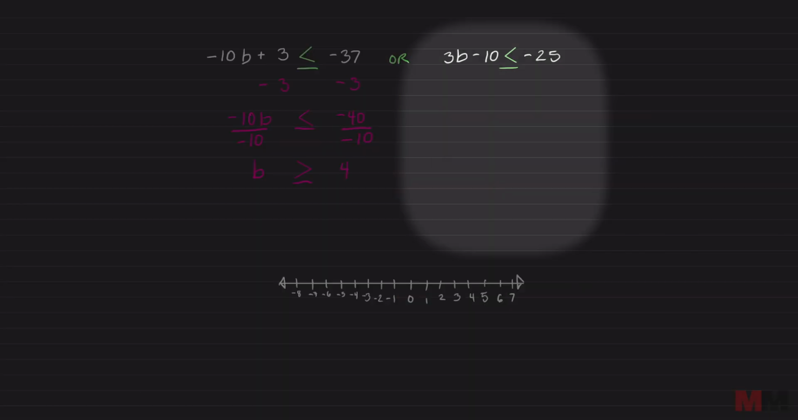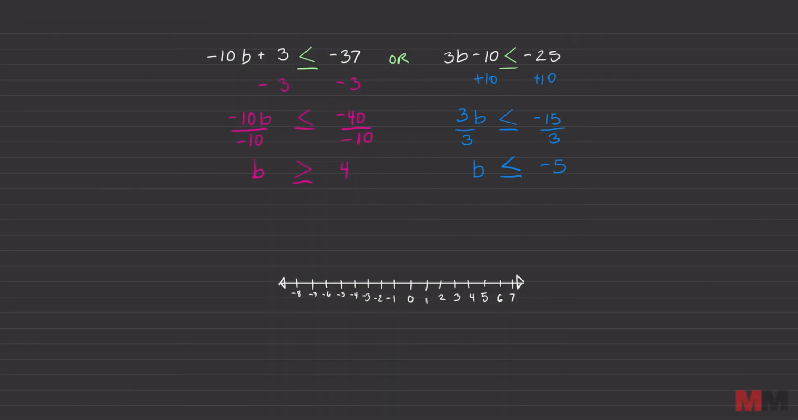Tackle the next equation by getting b by itself, same thing, add 10. This equation's a lot easier. Now you got 3b is less than or equal to negative 15, divided by 3. And you got b is less than or equal to negative 5. After you have solved both inequalities, all you gotta do is graph it on the same number line and you are done. Easy as that.